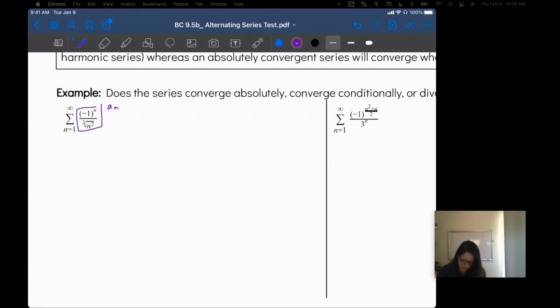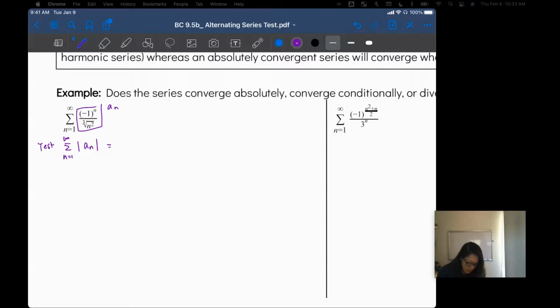Okay, that's the series. It's alternating. So what we want to test is the sum of the absolute value of a sub n, because if the absolute value converges, then the alternating series will also converge. It's just a limit. It's a direct comparison test, basically. Kind of-ish. Okay, so here we go.